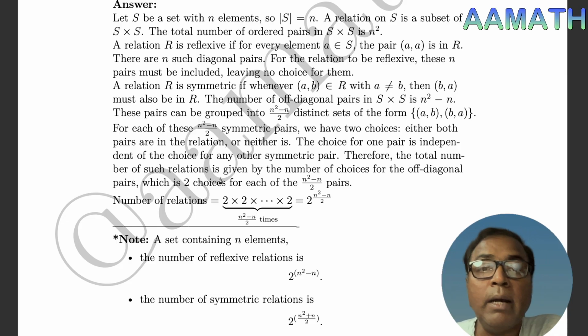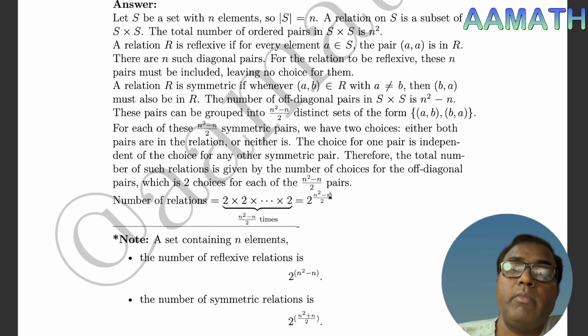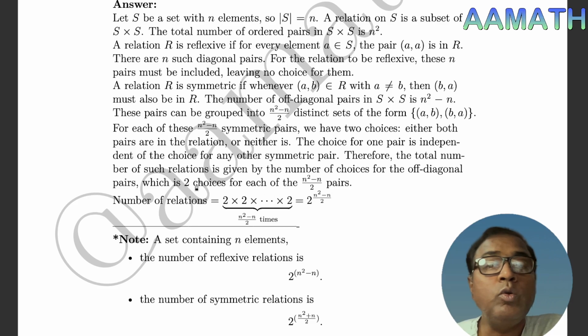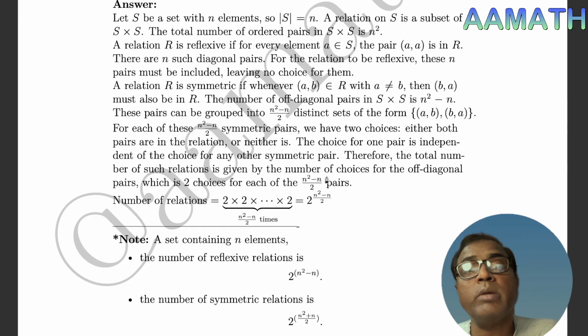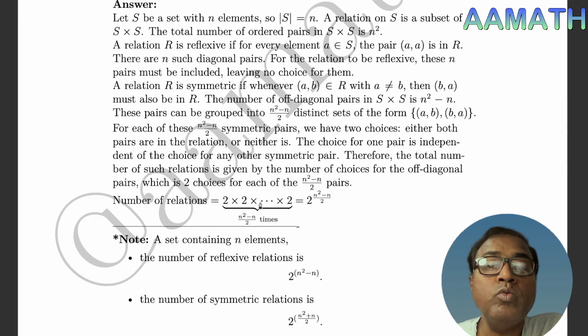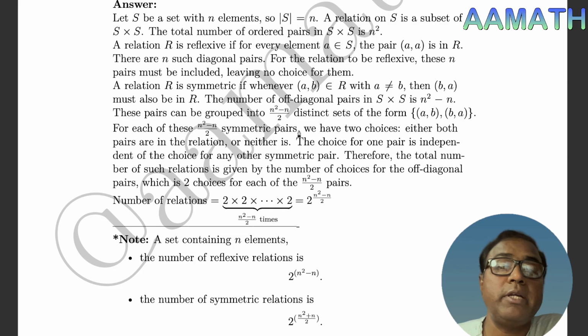Therefore, the total number of such relations is given by the number of choices for the off-diagonal pairs, which is two choices for each of these (n square minus n)/2 pairs. So 2 cross 2 cross 2, this (n square minus n)/2 times, that is 2 to the power (n square minus n)/2 number of relations. These relations are reflexive as well as symmetric.